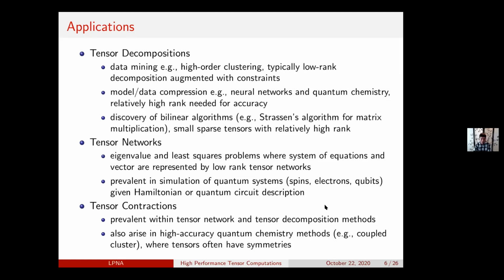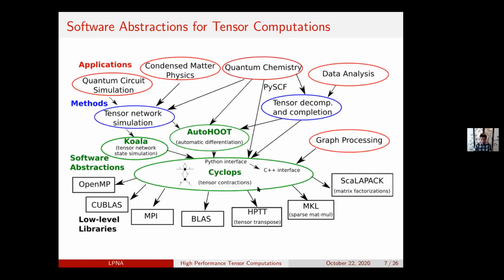Okay, and so then I wanted to show this in a pictorial view, which is perhaps more confusing given the number of arrows I drew here. But I also wanted to summarize some of the systems efforts that I will talk about during this talk. So the applications can be subdivided into the following domains: quantum circuit simulation, condensed matter physics, quantum chemistry, data analysis, and graph processing. With the graph processing being something that I won't talk much about today.